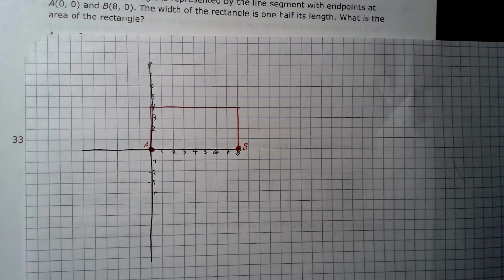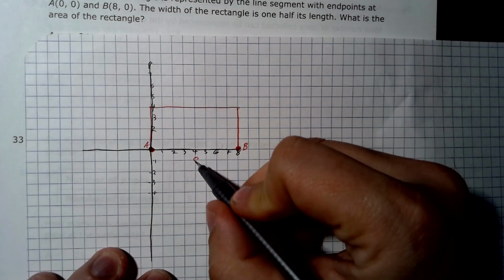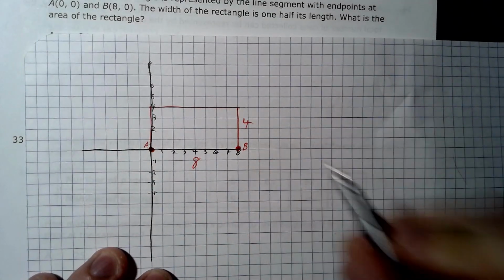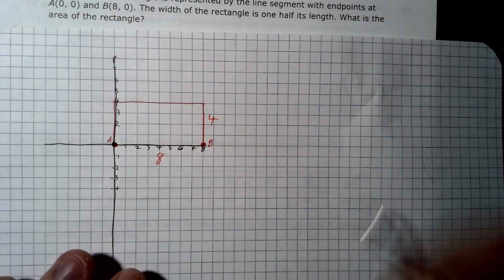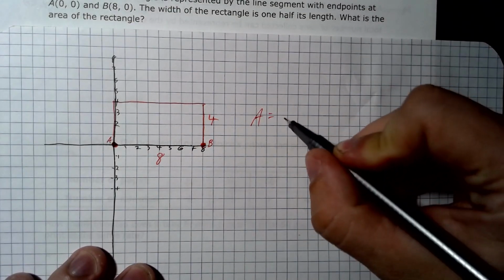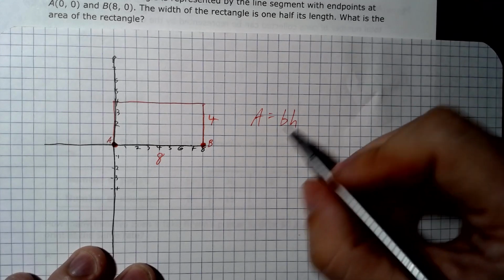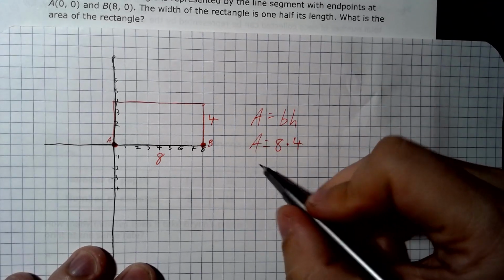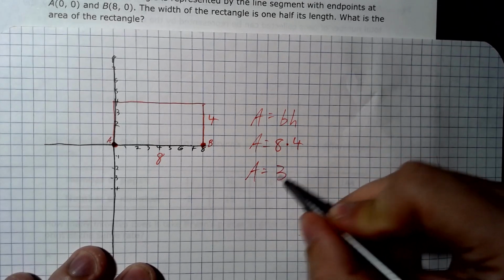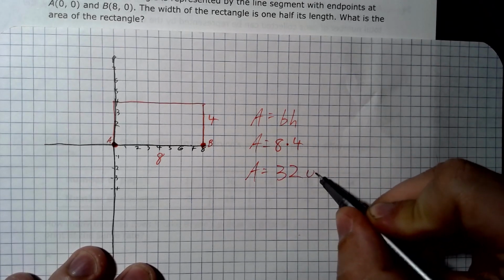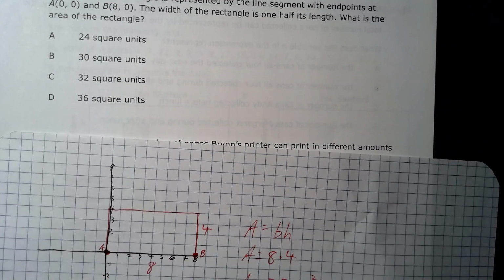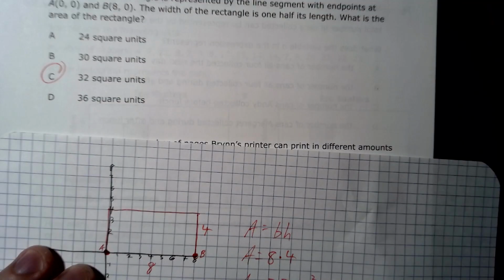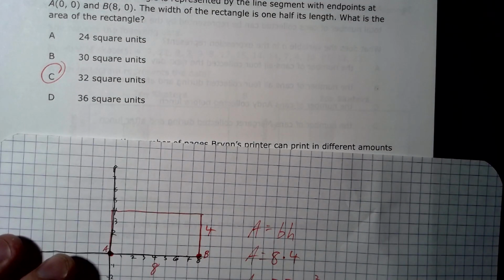The last step of this problem is it asks, what is the area of the rectangle? Well, we know that the base is 8. We know that the height is 4. So to find the area of a rectangle, we're just going to do base times height. So my area is just going to be 8 times 4. So my area is 32 units squared. 32 units squared. Well, square units, units squared, same thing.